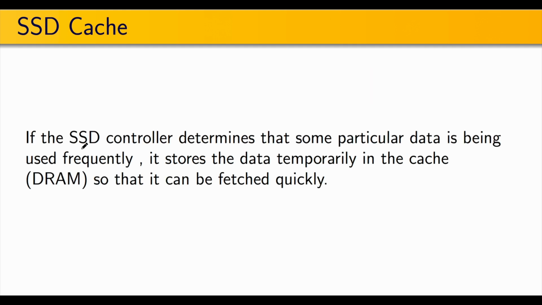So the SSD controller determines if some particular data is being used frequently, then it stores the data temporarily in a cache called DRAM. Just like in RAM we use DRAM, SSD also uses a kind of cache, so that information which is being frequently used by the user is stored in the DRAM so that it can be fetched quickly.